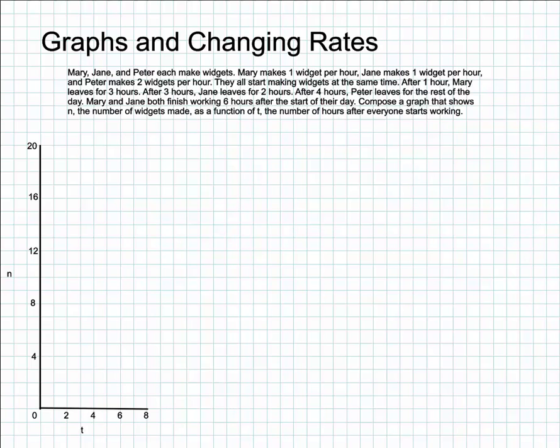Compose a graph that shows n, the number of widgets made, as a function of t, the number of hours after everyone starts working. So there's a lot to unpack here. So what I recommend doing in this type of situation is to make a table that shows the different rates that are occurring at different times in the day.